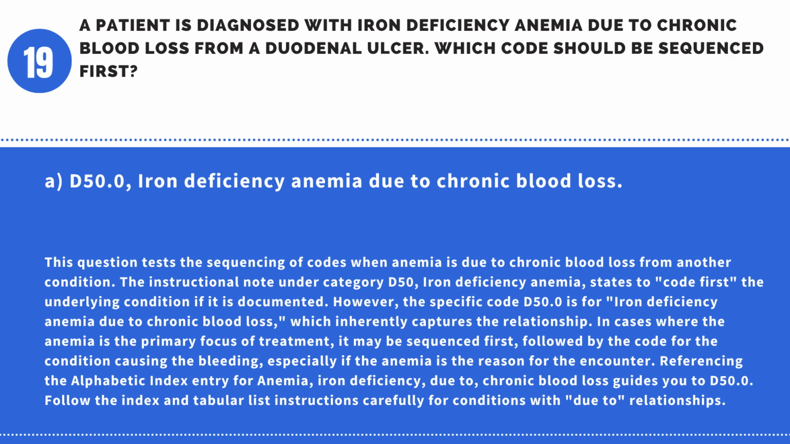In cases where the anemia is the primary focus of treatment, it may be sequenced first, followed by the code for the condition causing the bleeding, especially if the anemia is the reason for the encounter. Referencing the alphabetic index entry for anemia, iron deficiency, due to chronic blood loss guides you to D50.0. Follow the index and tabular list instructions carefully for conditions with due to relationships.